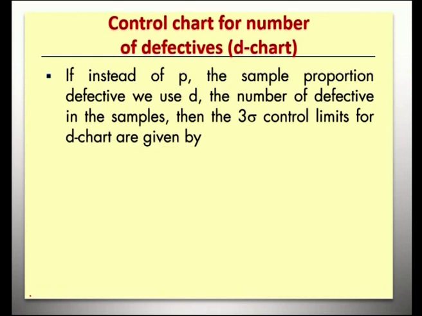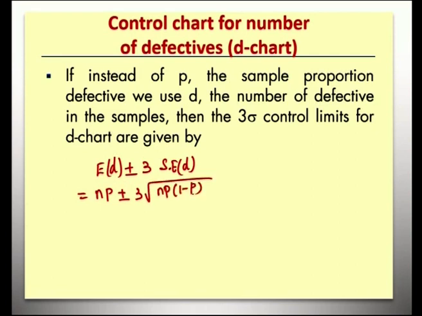If instead of P, the sample proportion defective, we use D, the number of defectives in the samples, then the 3 sigma control limits for the D chart are given again by the standard formula. This is the expectation of D plus or minus 3 times the standard error of D. Okay, so that is equal to NP plus or minus 3 into root of NP into 1 minus P.